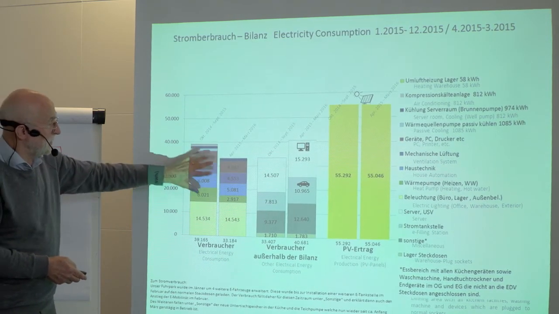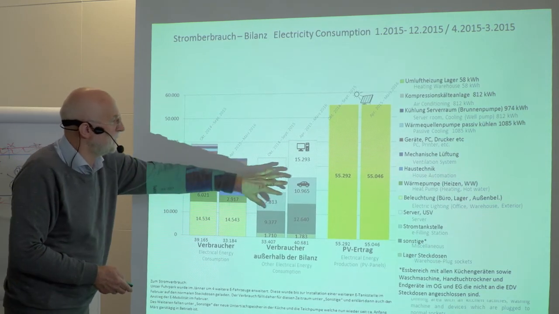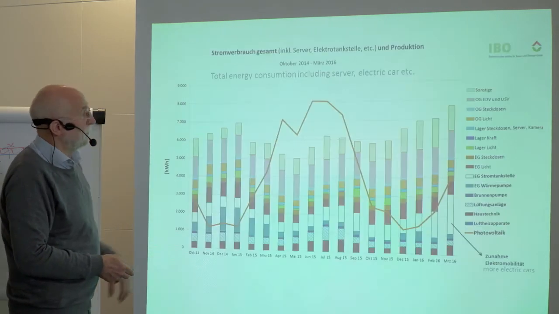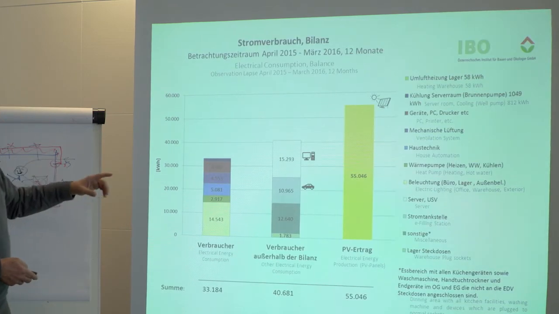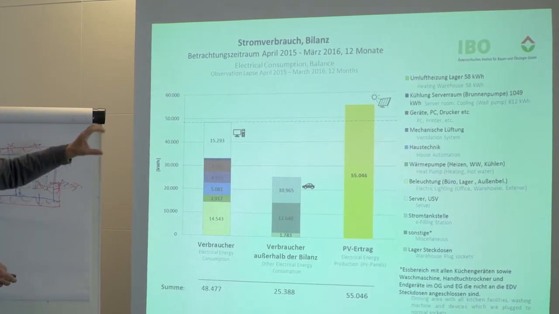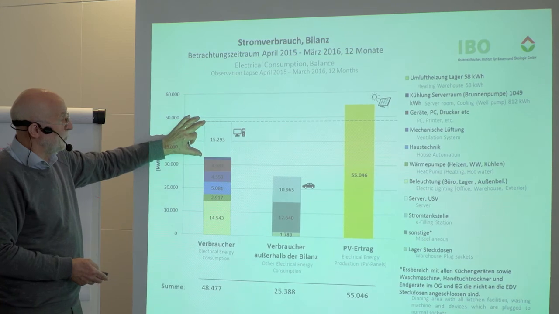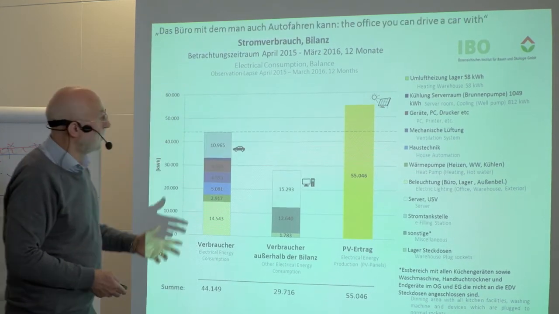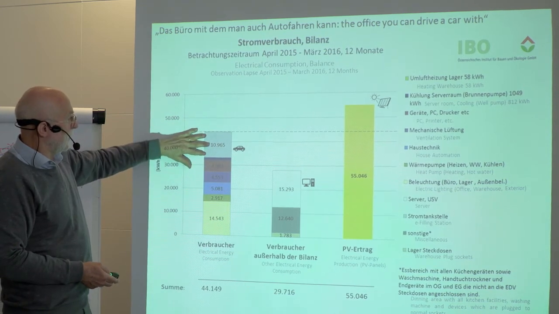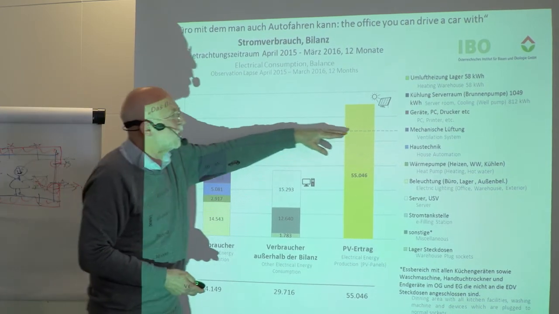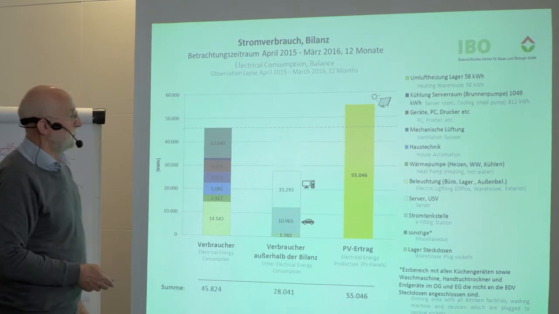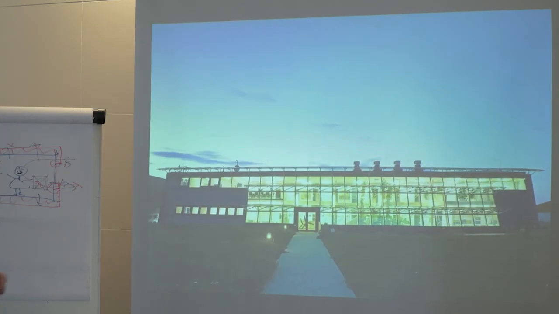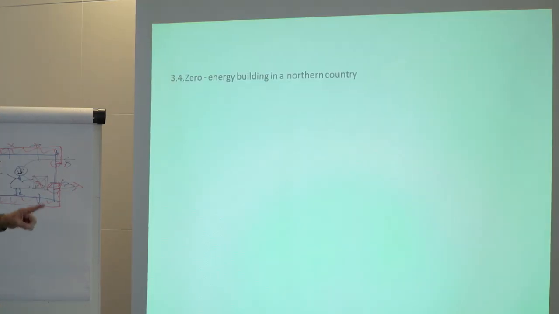This is first year, second year, and we could optimize. And even if we take all the computers into account, we still can cover it. Or if we take all the mobility, we still have more production than the building and the mobility. And that's what it looks like.